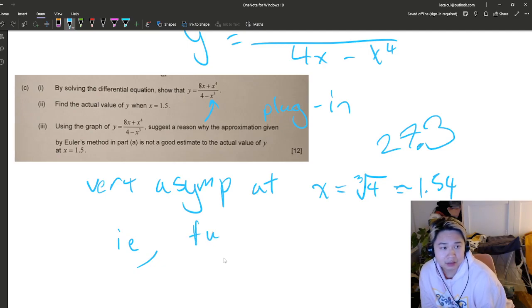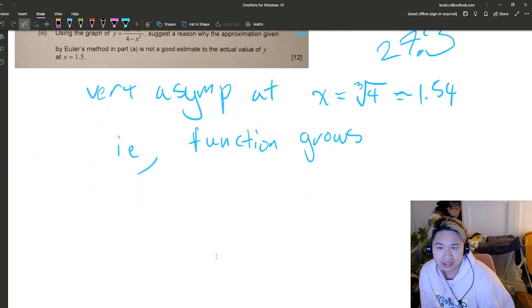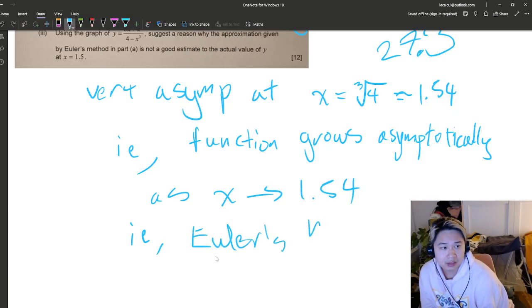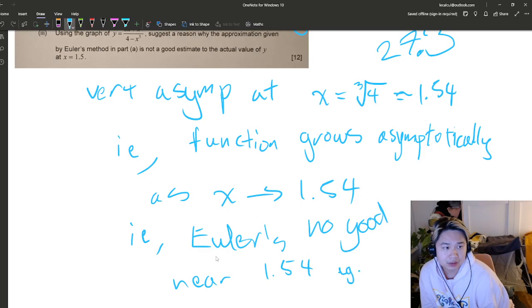Your function grows asymptotically as x approaches 1.54. So again, in other words, Euler's is no good near 1.54, for example, for 1.5.